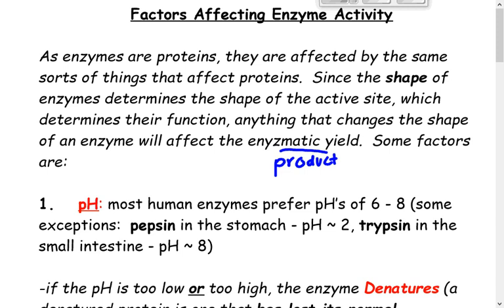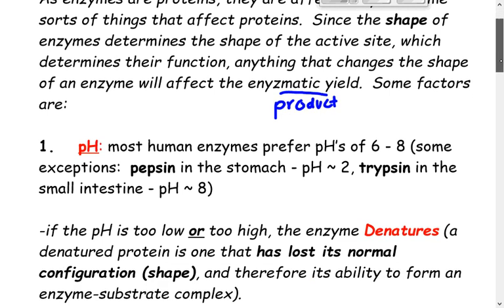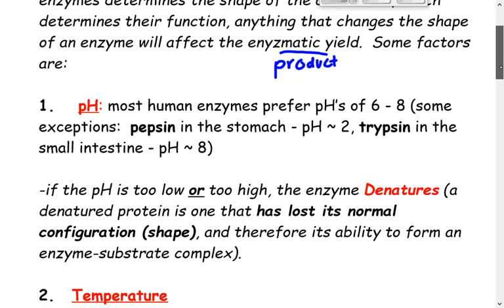So pH. Most human enzymes prefer a pH between 6 and 8. Some exceptions are things like pepsin in the stomach, which likes a pH of 2, and trypsin in the small intestine. If the pH is too low or too high, the enzyme denatures. A denatured protein is one that's lost its normal shape, so it loses its ability to form that enzyme-substrate complex.